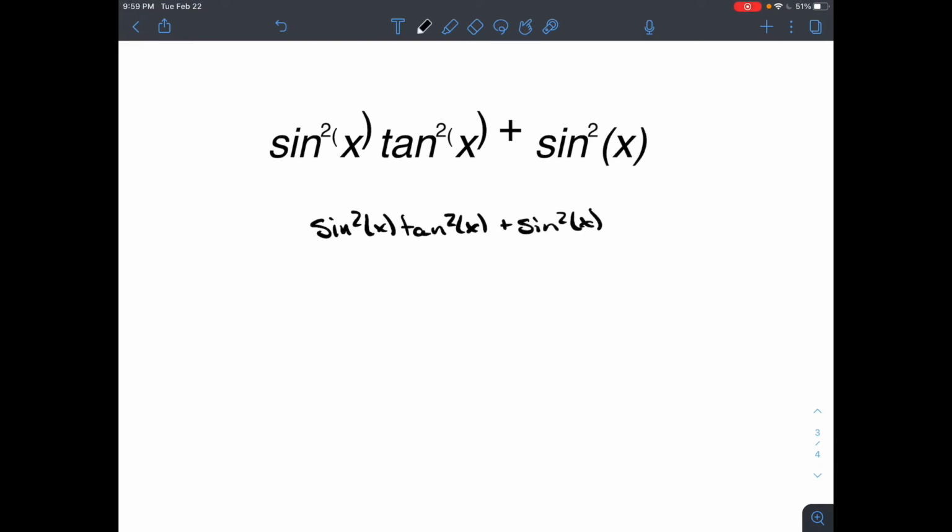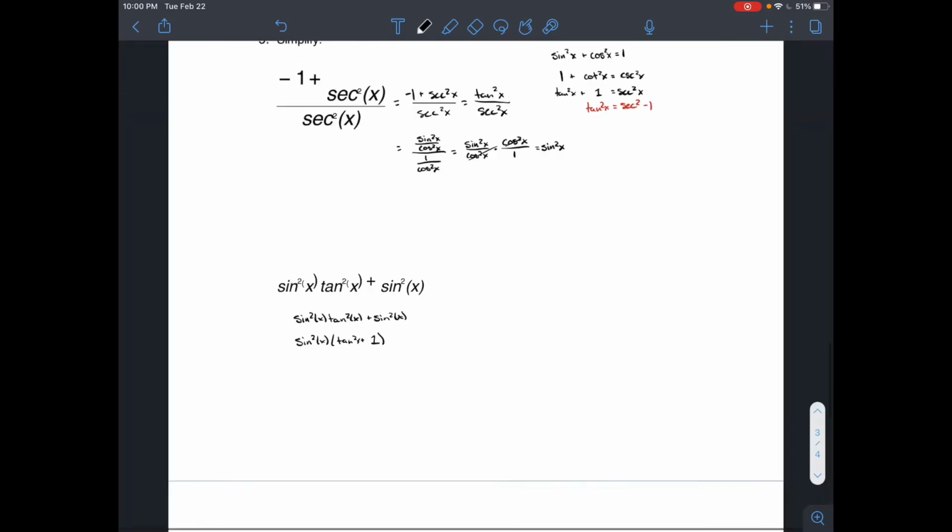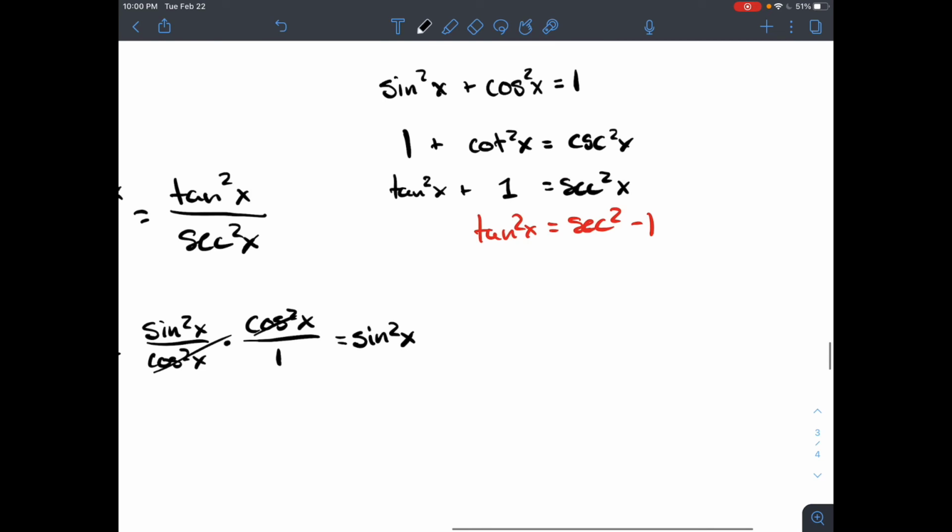In this one, I see that I have two sines in these two different parts of this expression, and I could factor them out, actually. I'm going to factor out sine squared, and what are we going to be left with? Tangent squared plus 1, right? Factor a sine squared from a sine squared, you get 1. This is of x.